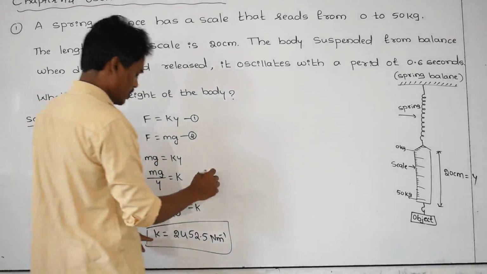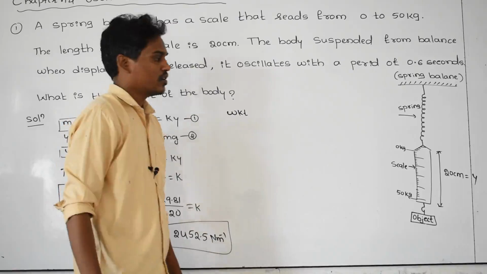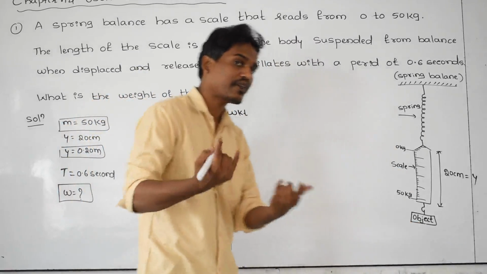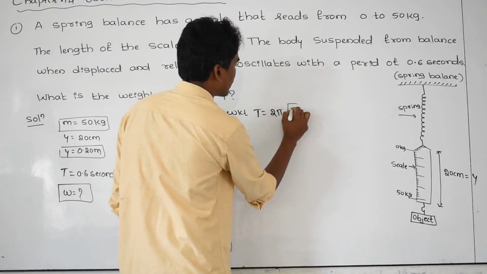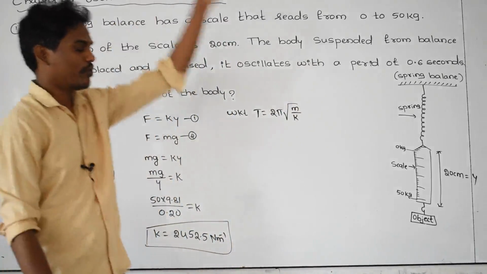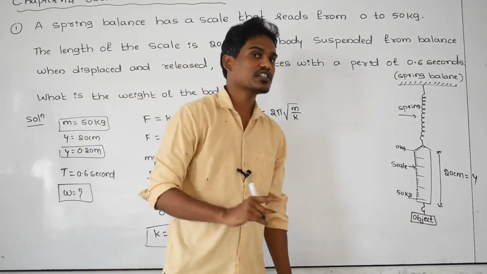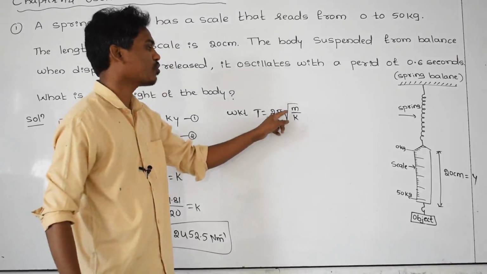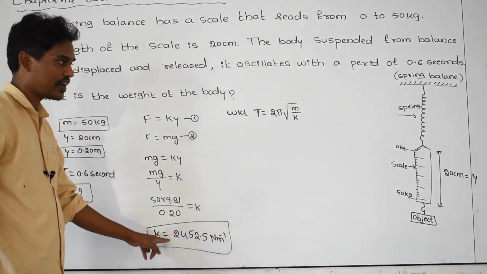And after finding the K, we know that for a spring, the time taken by the body to complete one cycle in the spring system can be found by using one of the theoretical formulas, that is T is equal to 2 pi root of M by K. I derived this formula in the theory class. Whenever the object is in SHM in a spring system, to complete one cycle, the time taken by the body can be found by using the formula T equal to 2 pi root of M by K. And here K I have already obtained.